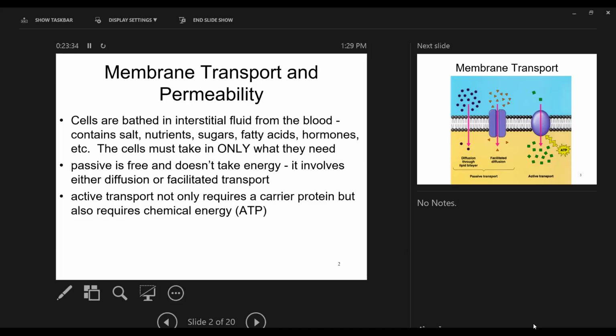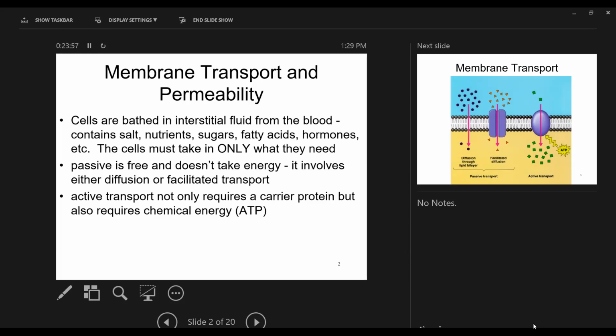Hormones that are made from cholesterol, the steroid hormones, the sex hormones, for example, all slide right through. But anything that's water-based has a real hard time getting through. So we have to understand how cells work to get nutrients inside and to get waste products out.